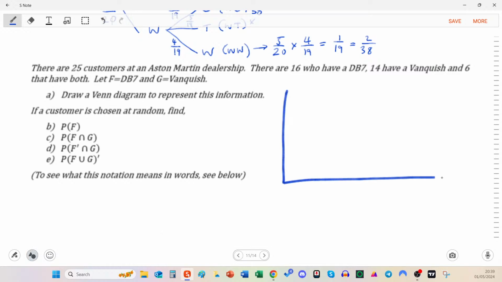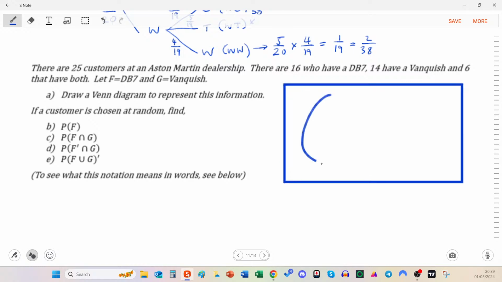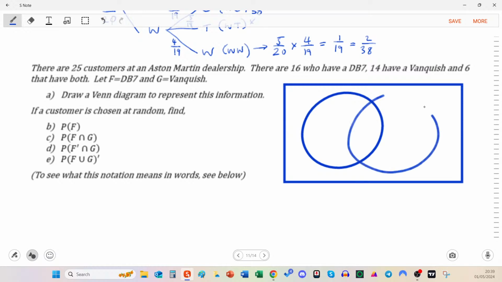Okay, so Venn diagrams always have a space in which they're operating. And thanks to the wonders of my tablet, I can just make life easy. Now, there are 2 categories here, right? So therefore we can keep it at 2 circles. 2 circles overlap like this, and then the third one is going to go in after you've done 2. So always start with 2 either way. DB7 is F and Vanquish is G.